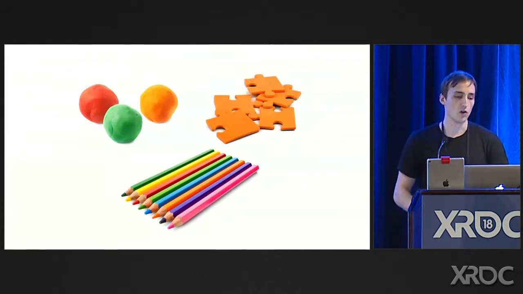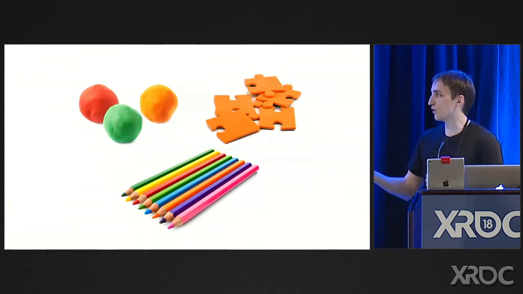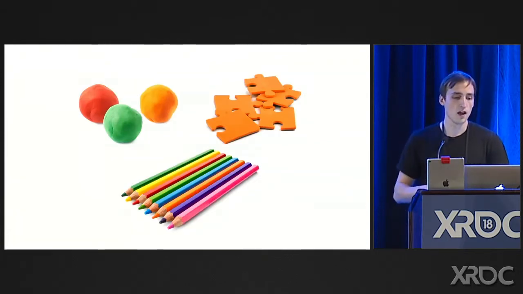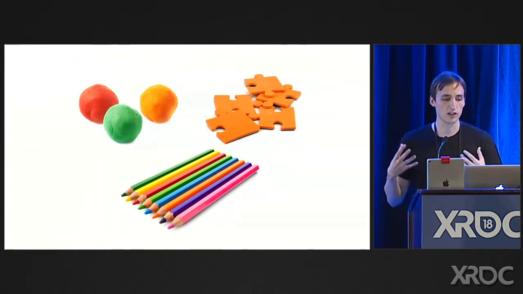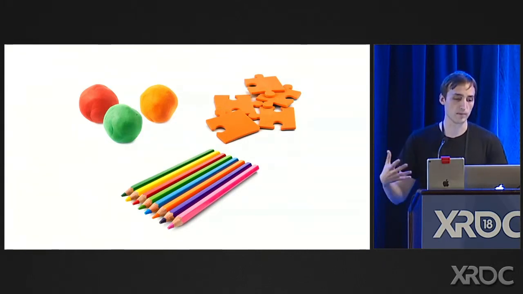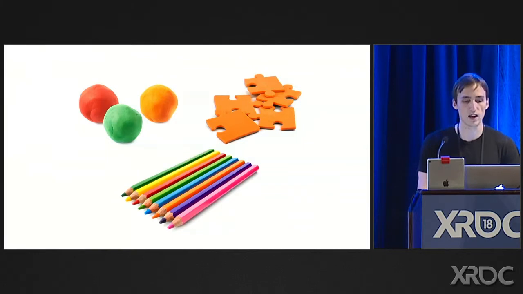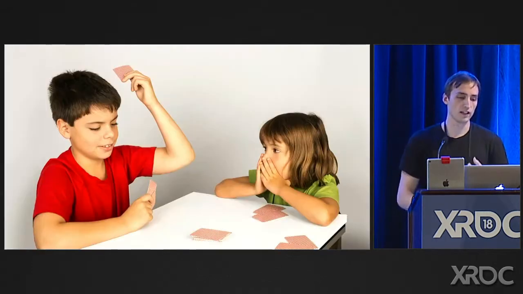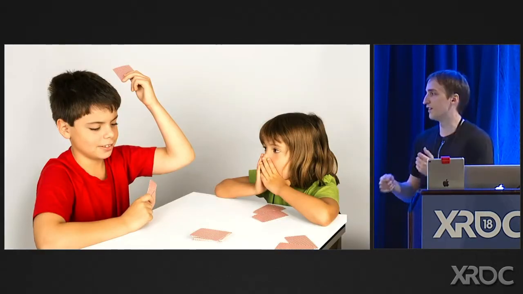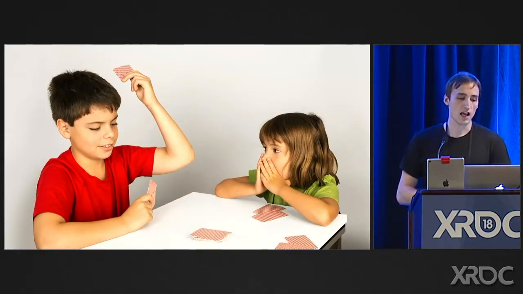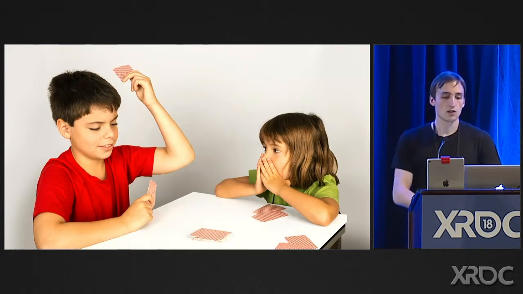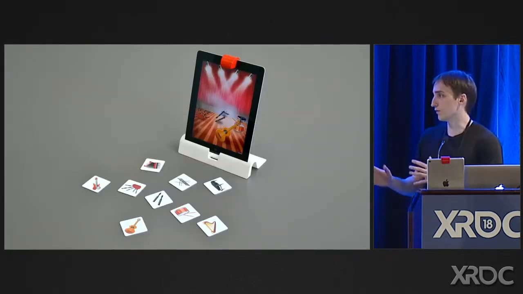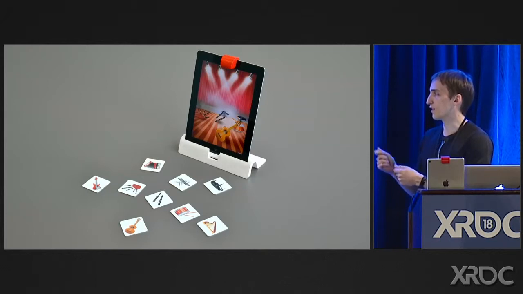So no matter what we work with, whether it's Play-Doh or puzzle pieces or pencils, we always want to make sure that the interaction is fun on its own, and then we can build a nice experience around that. Cards are a very fun type of material to interact with. When you give cards to children, they're going to shuffle them, they're going to throw them on the table, and it's just a lot of fun to manipulate. That's the reason why the very first Osmo prototype used this kind of cards.